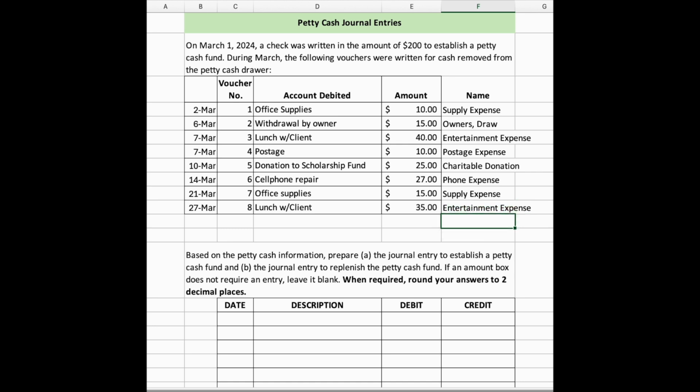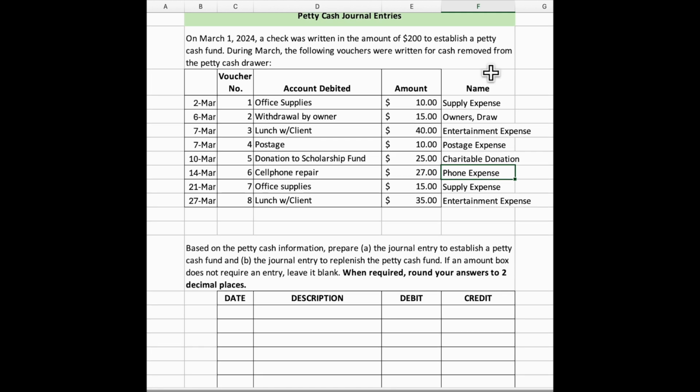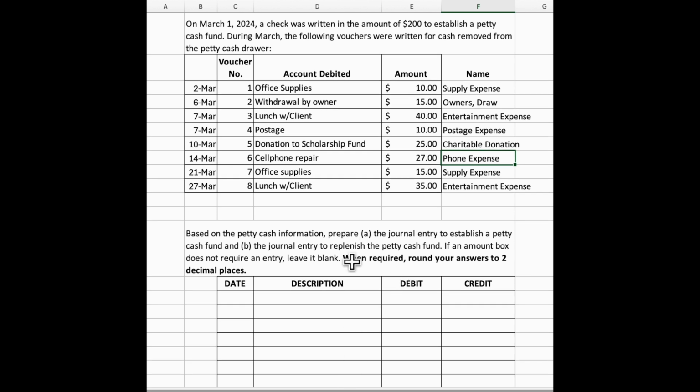Now, for those of you who are using this, remember this is just an example. In your book or on your online program, it may have a different name. For example, for phone expense, instead of phone expense, it may say repair expense. All right, so remember, I'm just giving an example here for you. So now we've gotten that done. We got them named, so I know what I'm going to put in the descriptions here.